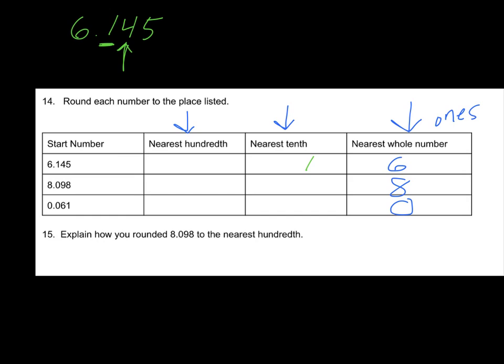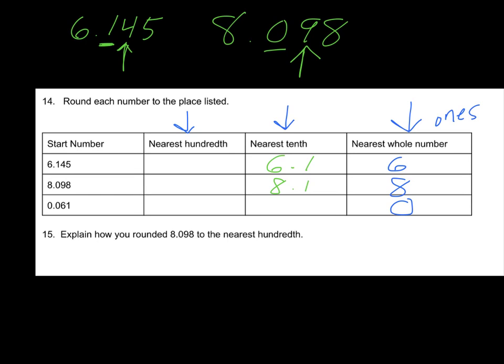And everything to the left of that tenths place needs to stay. So it's 6 and 1/10. Now let's look at the next one here. We have 8 and 98 thousandths. Here's my tenths. My hundredths is kind of the boss. And we have a 9. 5 or more, raise the score. So this 9 is telling the 0 to bump up, which will be 8.1.